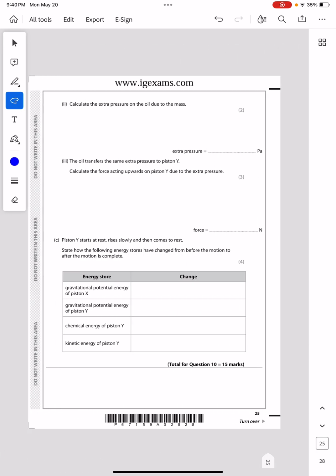And then the other question here is calculate the extra pressure on the oil due to this mass. So we know that the mass has a weight, which is F of what? 240 Newton, right? So now they're asking about the extra pressure because of this mass, or the force of this mass. So it is going to be P equals F over A. How did I know that it is F, not rho g h? Because here, what's given to us is the force.